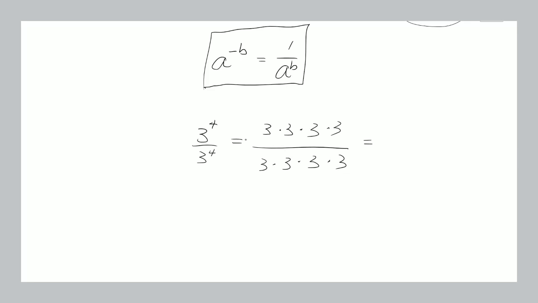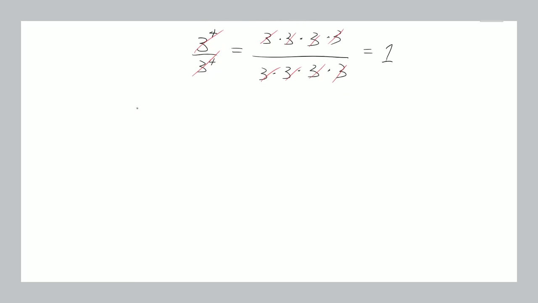Well, that should equal 1, right? Because you have all of them canceling out with the 3's in the bottom. And that's no surprise because you have 3 to the power 4 divided by 3 to the power 4. Something divided by itself is equal to 1.